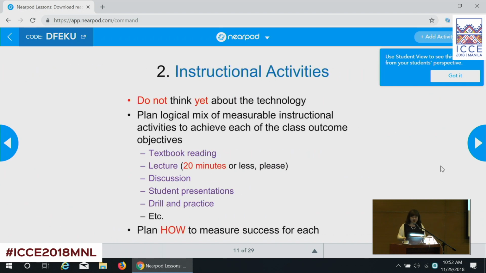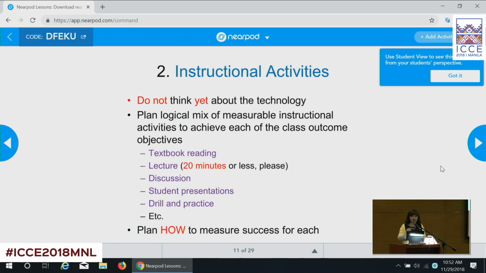And second stage, instructional activity. At this stage, still, you do not think about technology use yet. Instead, you should plan a logical mix of measurable instructional activities to achieve each of the class outcome goals.